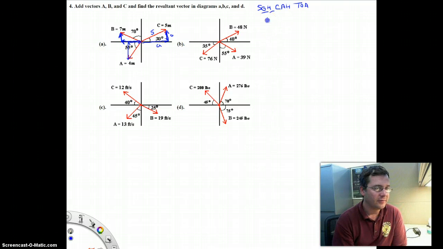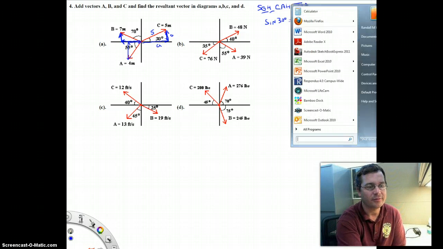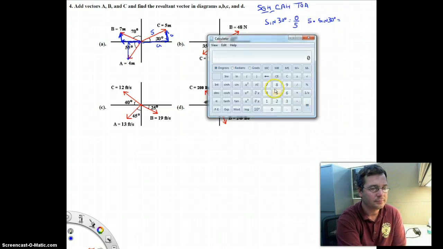So what we can say is the sine of 30 degrees equals the opposite side, which we're trying to find, over the hypotenuse, which is given as 5. We can just simply push this thing around then, multiply both sides by 5. 5 times sine of 30 degrees will give us the length of the side opposite. So we'll just use our calculator for that. 30, I make sure I'm in degrees mode, sine times 5 is 2.5.